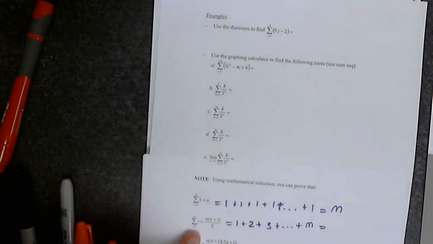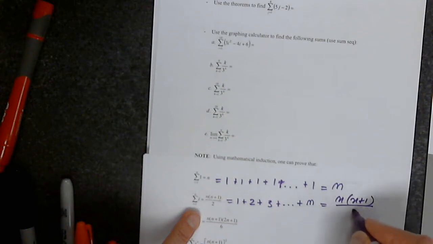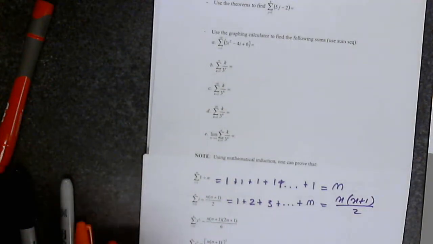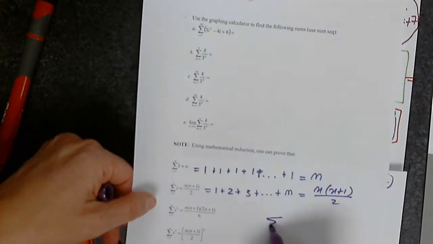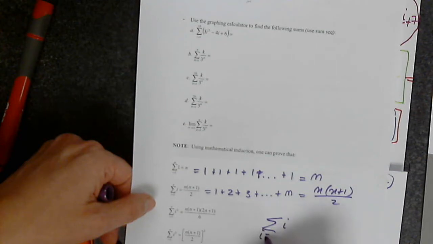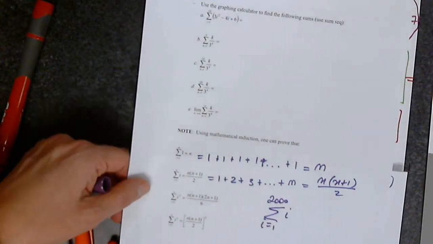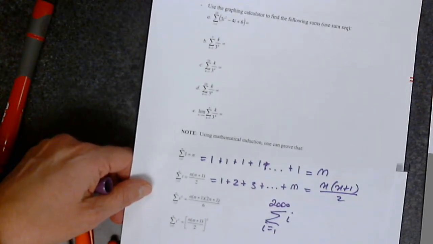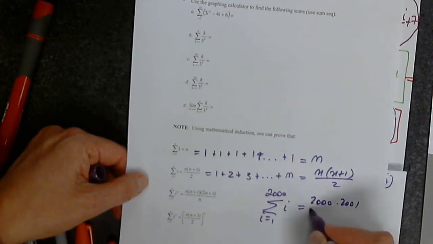And this can be proven using mathematical induction. That is n plus 1 over 2. When you add the first n terms in natural numbers in any sequence, you will get n plus 1 over 2. For example, so let's say you want to add the sum of I from I equals 1 to 2000. You're not going to sit here and say 1 plus 2 plus 3 plus 4. You are going to say 2000 times 2001 over 2.